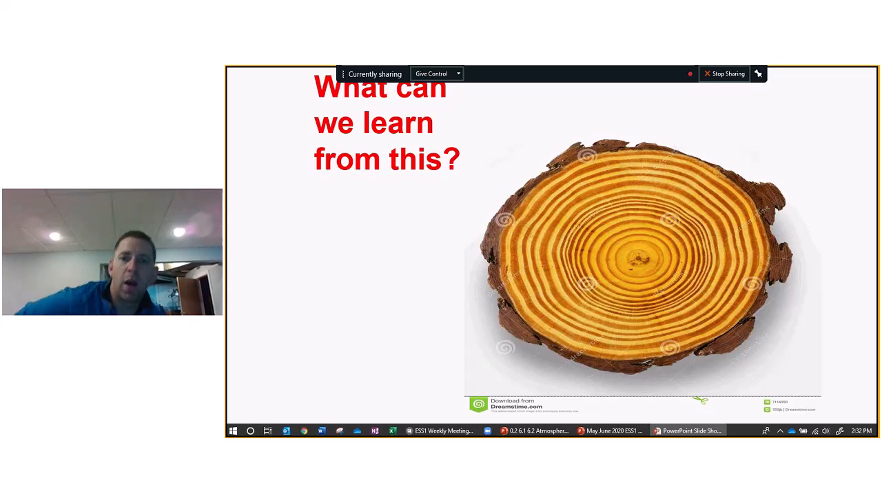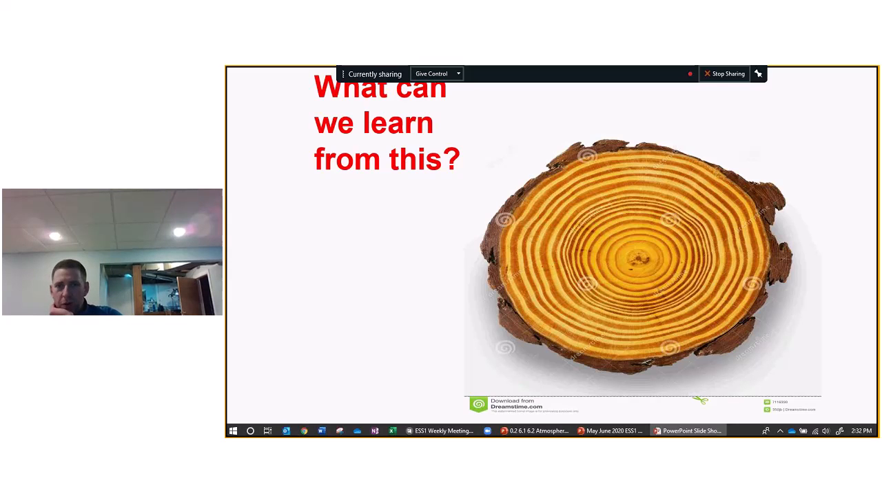Now, I want to see if someone can chime in here. This is a tree that's been cut down, and there's a couple things we can learn from this. I'm going to give you the obvious one. We can learn how old this tree is. You guys probably learned this in elementary school. You can count the rings. Let's say there's 26 rings. Okay, that tree is 26 years old.